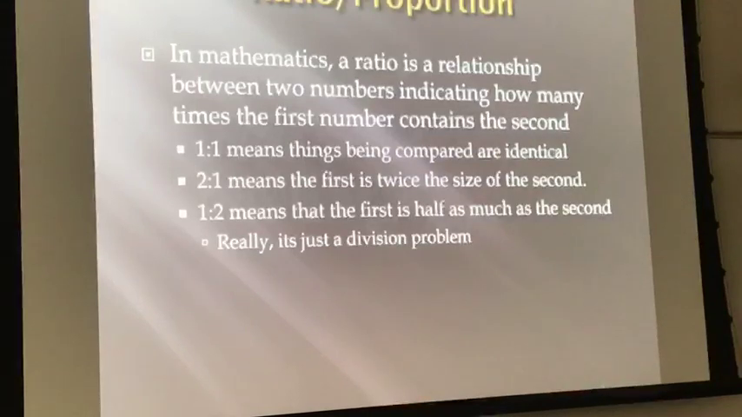All right, so ratio and proportion. A ratio is a relationship between two numbers indicating how many times the first number contains the second. So 1 to 1 means that all things are equal, right? They're identical. 2 to 1 means that the first is twice the size of the second. 1 to 2, it flips everything around. The first is half as much as the second. It's really just a division problem, is all a ratio problem is.